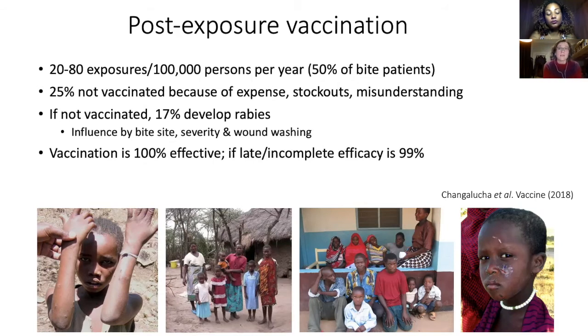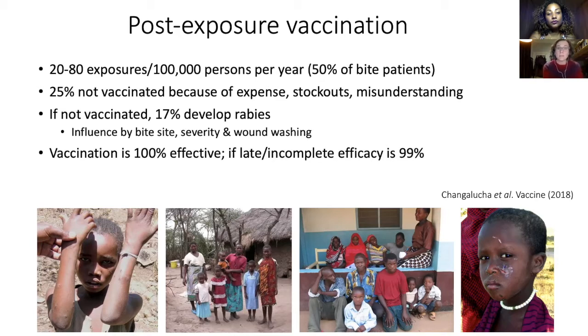What we find, though, is from contact tracing that not everyone does get vaccinated and not everyone presents to a clinic. Around a quarter of people who are bitten by rabid dogs don't actually receive a vaccine. And there's many reasons for that. It can be they don't receive the vaccine because it's too expensive.